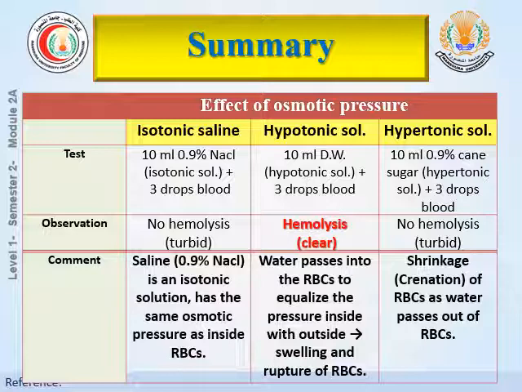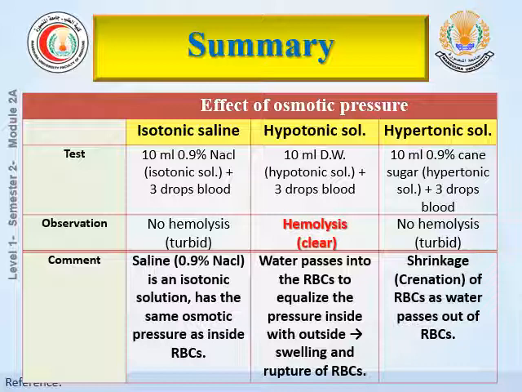Summary: hypotonic solution or hypertonic solution. Isotonic solution, like 0.9% NaCl. Hypotonic solution, 10 ml distilled water plus 3 drops of blood. Hypertonic solution, 0.9% sugar plus 3 drops of blood.